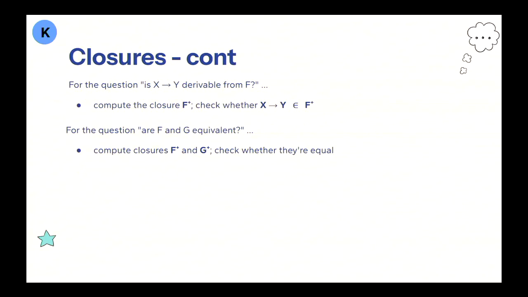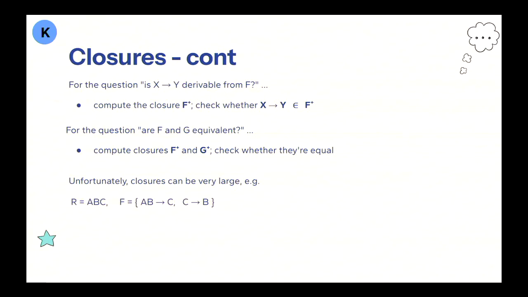So if we want to determine if a functional dependency is derivable from a set of functional dependencies, we can compute the closure of that set of functional dependencies and check whether the functional dependency belongs to the closure or not. And if we want to check if two sets of functional dependencies are equivalent, we should check the equivalence of their closures. So that's how we answer these two questions. But closures for functional dependencies could be very, very large.